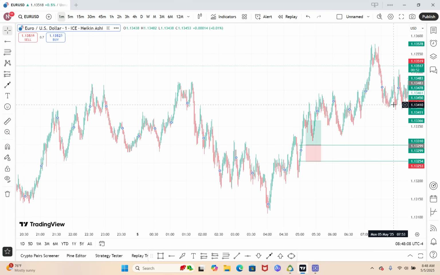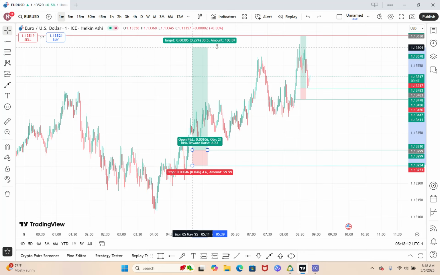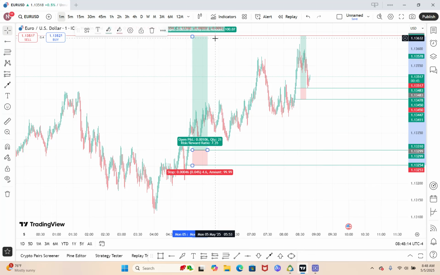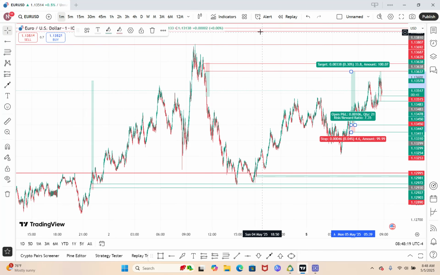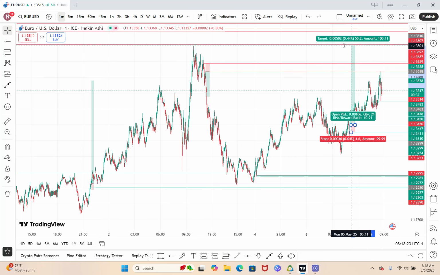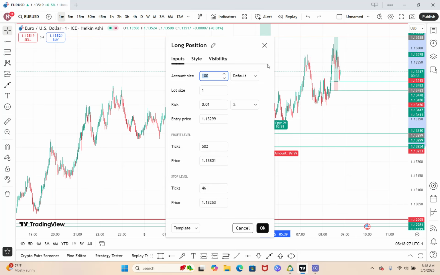To make 500 pips, let's see. Can we get 500 pips all the way up to here? All the way up to here where the market came from. Let's see if we have 500 pips. Yes, 502. 500. Okay.